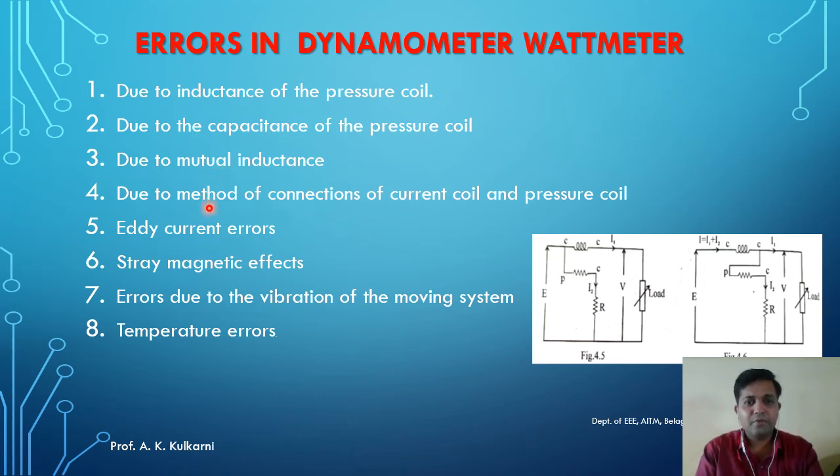And what is another type of error? The connections of the current coil and pressure coil. So these are the connections between a current coil and a pressure coil. PC means pressure coil, and CC means current coil. So this is the regular way of connecting the pressure coil and current coil together. Now if I interchange the position of the pressure coil, then also we are going to see some errors in the wattmeter. Okay, so this is another kind of error which occurs in the wattmeter.